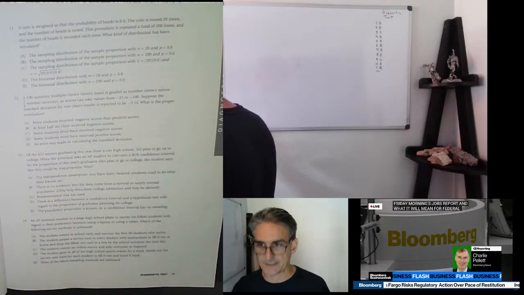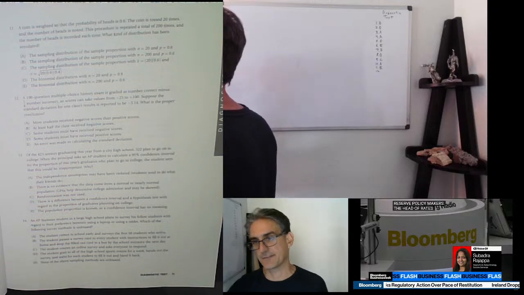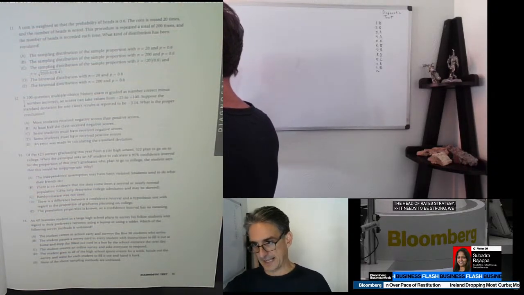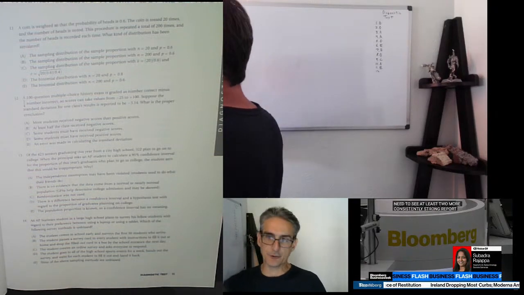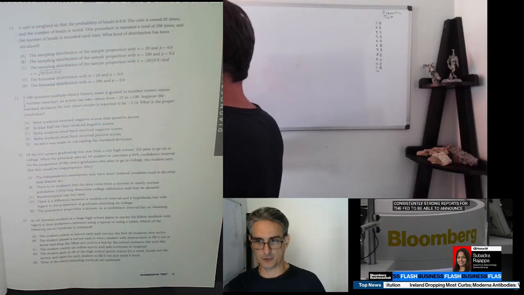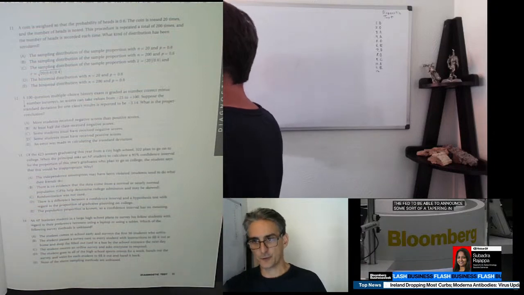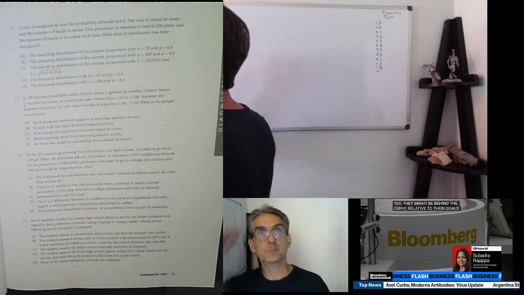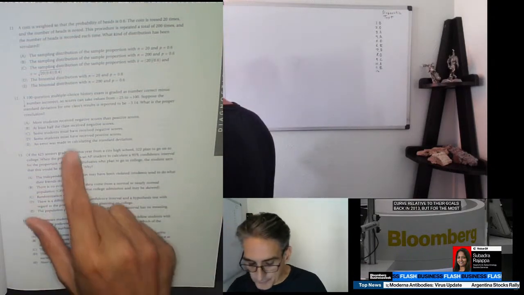I mean, it's definitely a binomial distribution because you have heads or tails, and then you do that over and over again. If you do that once, it's a Bernoulli distribution. But once you start doing it over and over again, it's a binomial distribution. We will see how the answer shows up, but I think that's what it is.